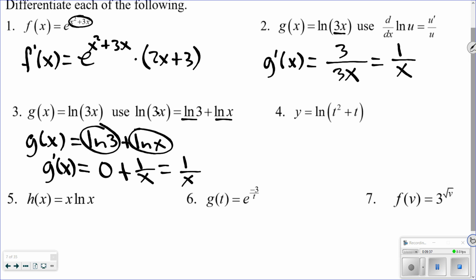So when you have a logarithm, that's one strategy. And I'm going to do an example a little later on where you'll see where that really pays off. But if you have a logarithm, you can try expanding it first before you take the derivative. A lot of times that makes it easier. Okay, let's look at number 4.